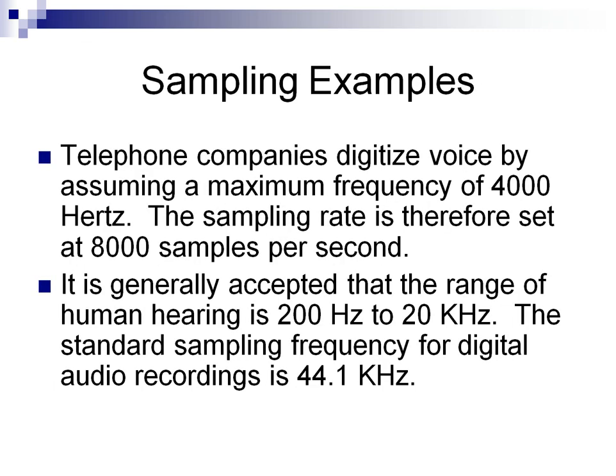Here are some examples. The phone company digitizes voice by assuming a maximum frequency of 4,000 hertz. The sampling rate is therefore set to 8,000 samples per second. Also, it is generally accepted that the range of human hearing is from about 200 hertz to about 20 kilohertz. The standard sampling frequency for digital audio recordings is 44.1 kilohertz. So you can see that we're sampling at least twice the highest frequency that the signal contains.